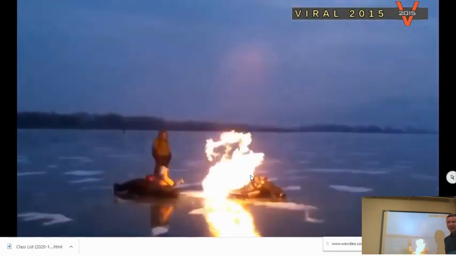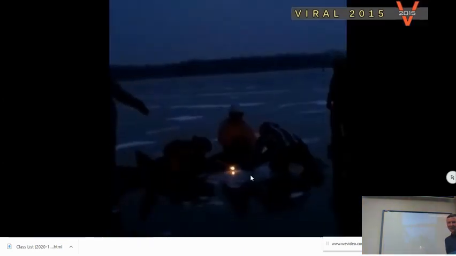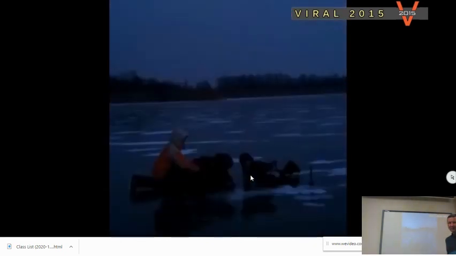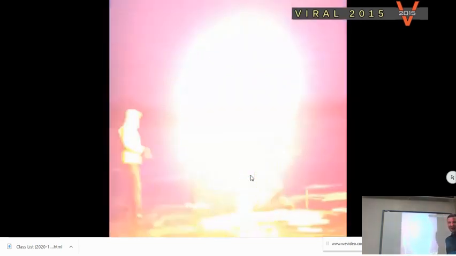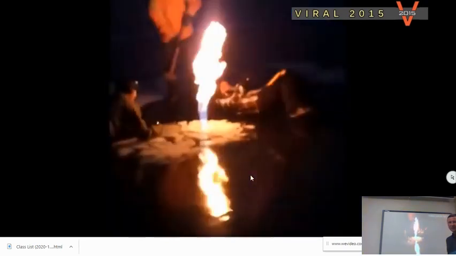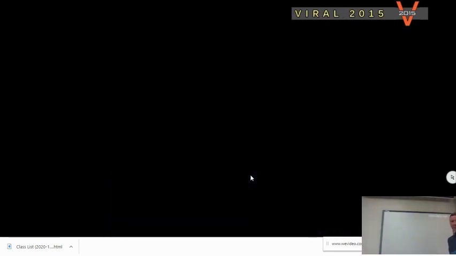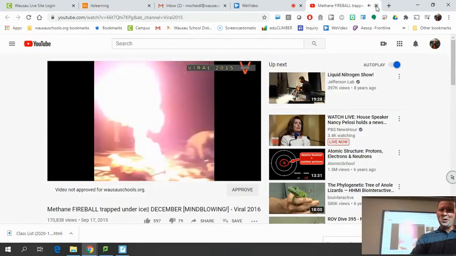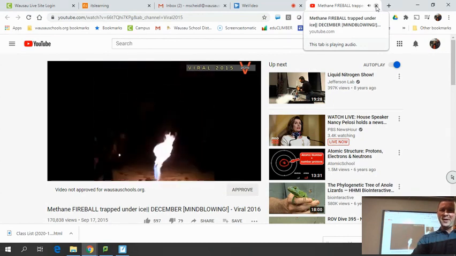They obviously do not know the direction that the wind is blowing because they would put themselves on the other side so the flames were not flying directly at them. And yes, we do have lakes in Wisconsin where you can find methane gas that's being produced like this. And if you want to watch more methane bubbles, you can go online to YouTube and type in methane fireballs and watch more of them.